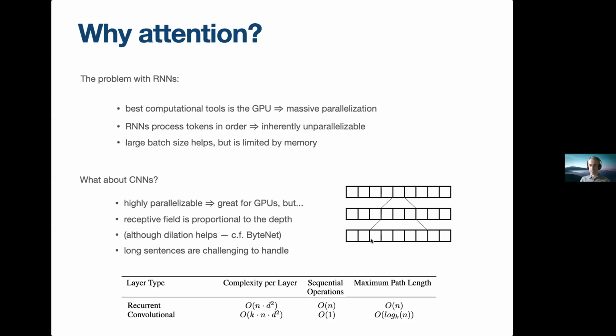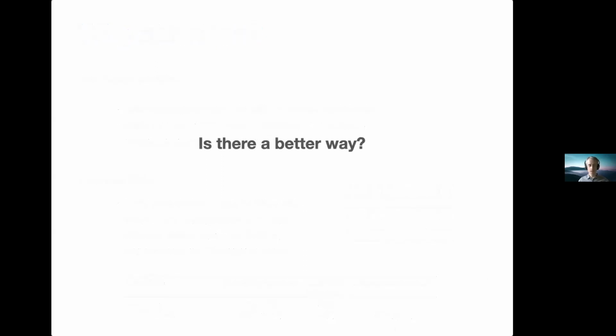So that means that if you want to perform sequence modeling on long sequences, you want to get these long distance connections, then you're going to have to use a very deep network. This can be helped with techniques like dilation, but it does remain a problem. Okay, so this is our situation with complexity for the two types of networks that we've discussed so far. So is there a better way?